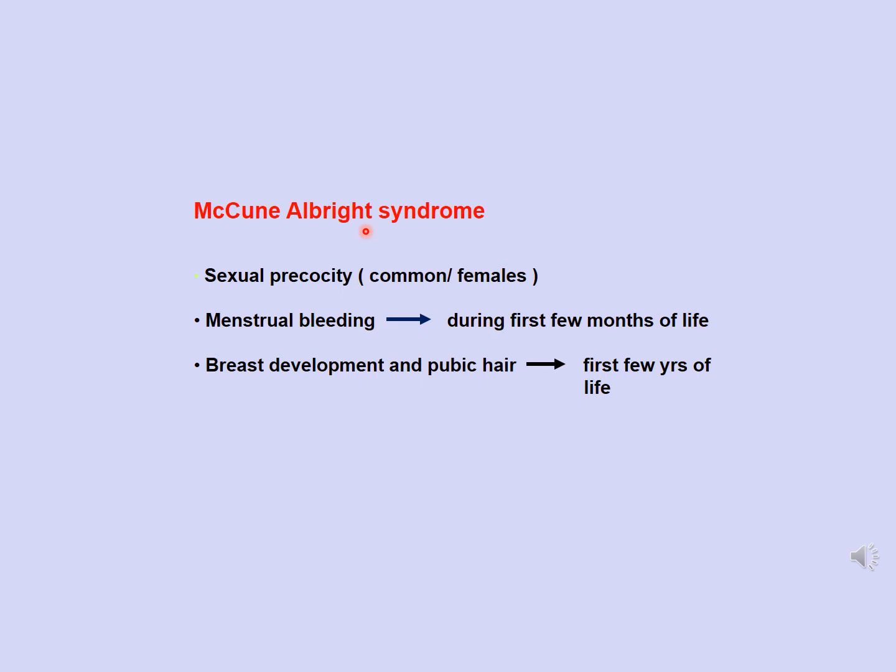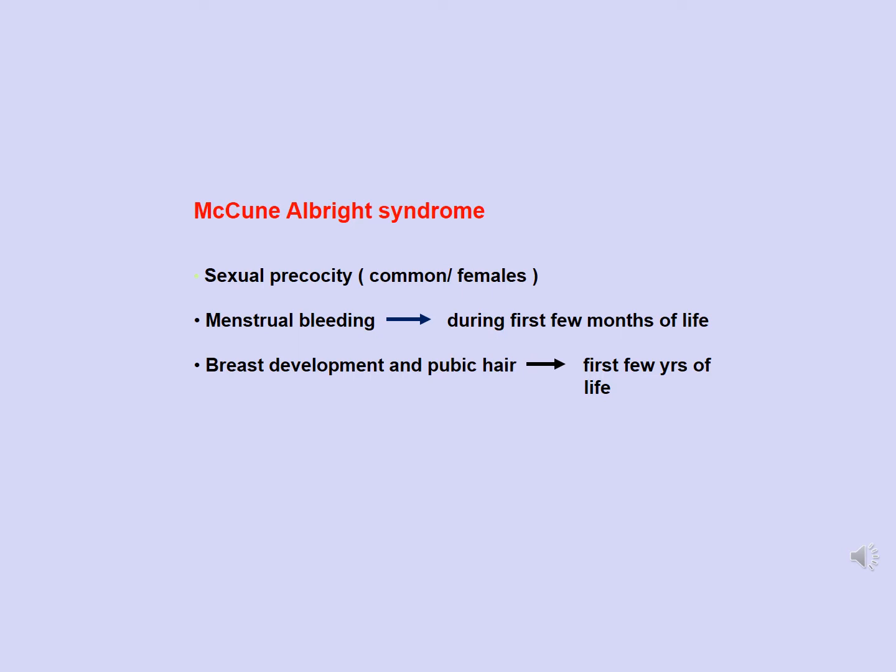Now, McCune-Albright syndrome has all the features of Jaffe-Lichtenstein syndrome plus multiple endocrinopathies. When we talk about multiple endocrinopathies, it could be sexual precocity. Sexual precocity basically means when a female attains early puberty, so menstrual bleeding is seen in the first few months of life, and breast development and pubic hair in the first few years of life. This is because of an endocrinopathy.